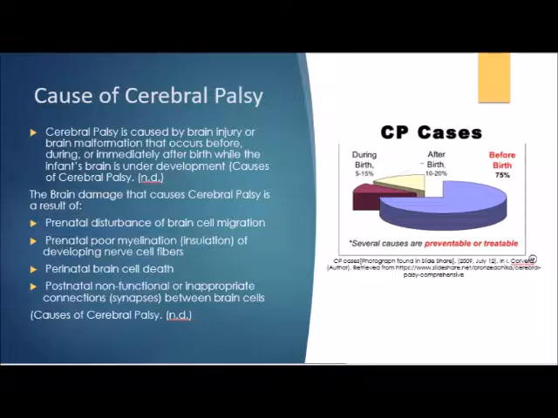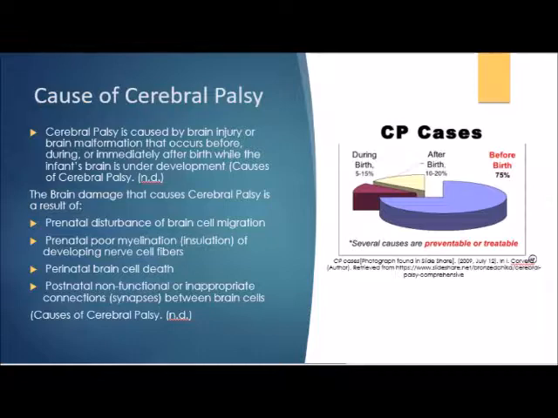It's either prenatal disturbance of brain cell migration. This happens when genetic and environmental factors disturb brain cell migration as cells move to their appropriate location during brain development. So this happens during the pregnancy and is caused by genetic and environmental factors. The next one is prenatal poor myelination of developing nerve cell fibers. This is when brain function is impeded when poor myelin provides an inadequate protective covering over nerve cells that aid in the transmission.